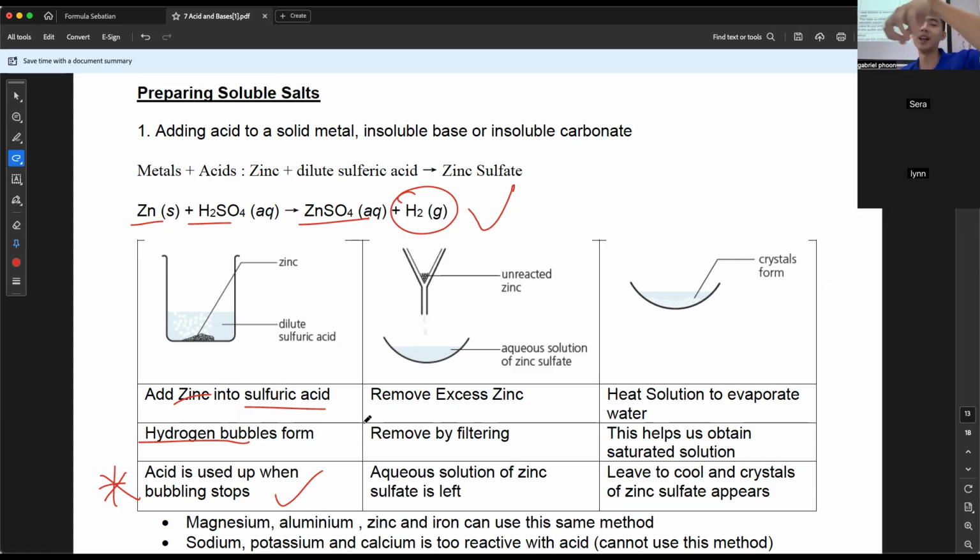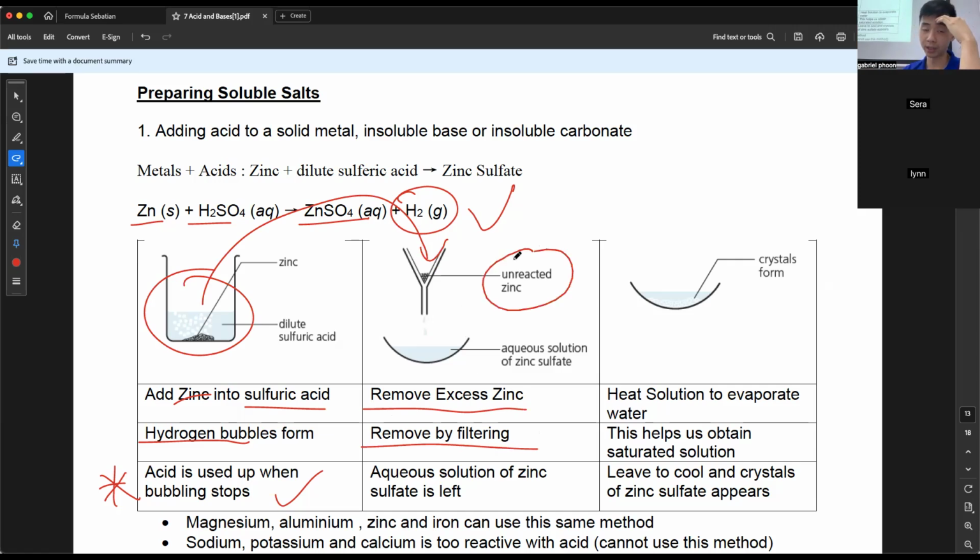Once you see that the acid doesn't produce any bubbles anymore, you start by removing the excess zinc. How do I remove the excess zinc? By pouring everything into the filter paper. Remove by filtering. Once you remove all that, you'll have unreacted zinc here, which I don't want. This is the part I want, because the soluble salt is inside this aqueous solution. Then the aqueous solution of zinc sulfate is left.